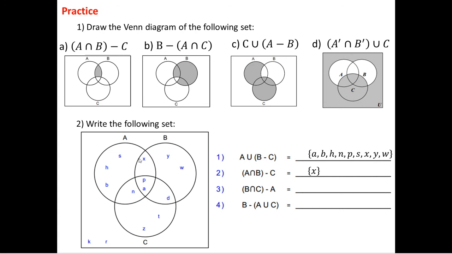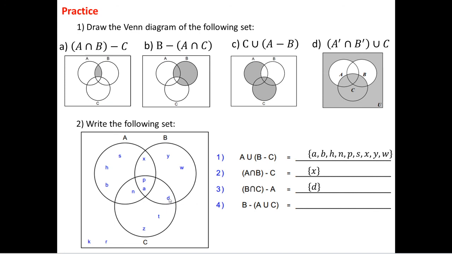For number three, what is B intersection C minus A? First, what is the intersection of B and C? The elements of the intersection of B and C are P, A, and D, this area. Subtract all the elements of A because it's minus A. So we remove P and A. So we are left with only D. So the set with only one element, D.